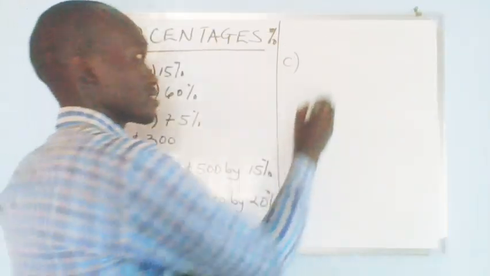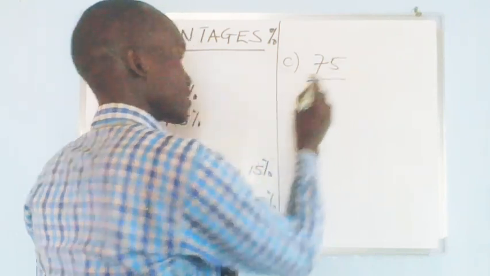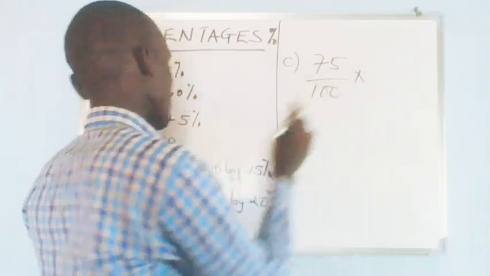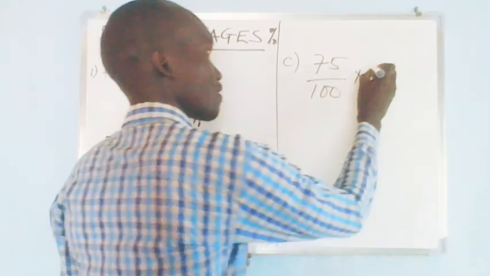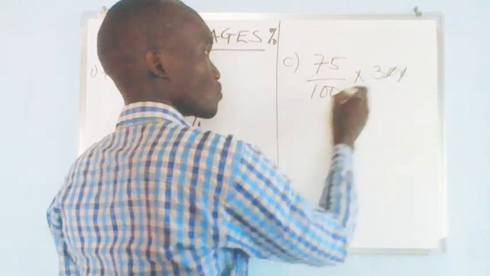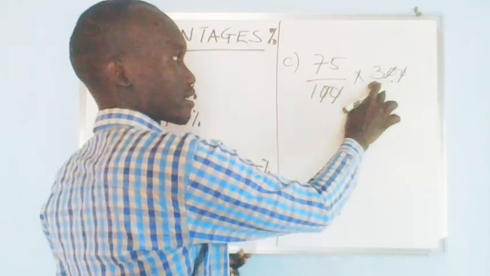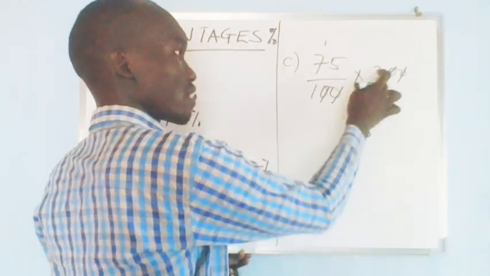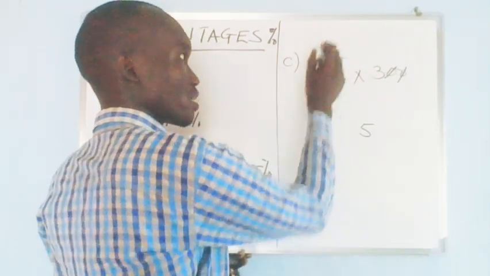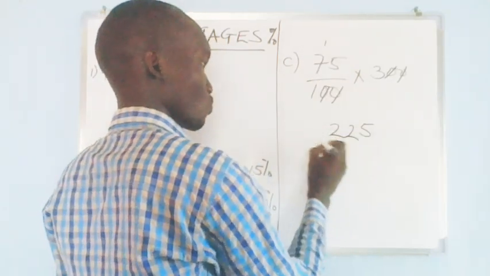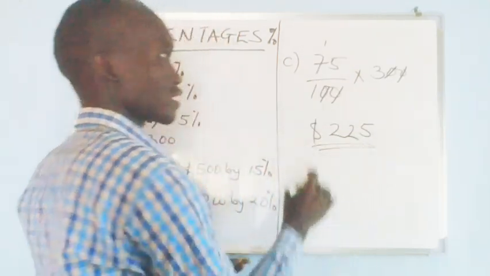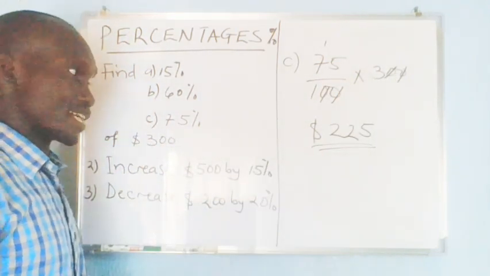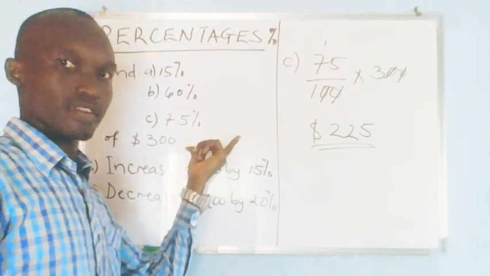Let's look at C. C says 75% expressed as a percentage should be 75 out of 100 times $300. We cancel these two zeros with those two zeros. 3 times 75, 3 times 5, that will be 15. We write 5, we carry 1. 3 times 7, that will be 21, plus 1, that will be 22. So 75% of $300 will be $225. That is how to express any quantity that you're given in percentage.